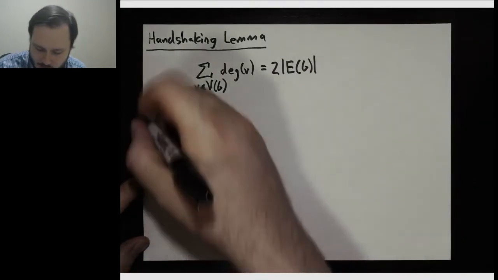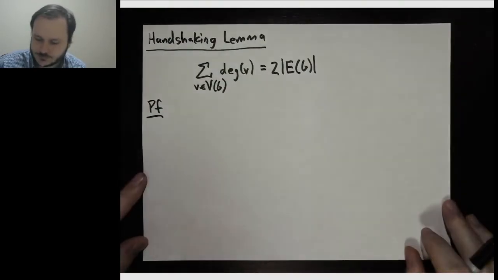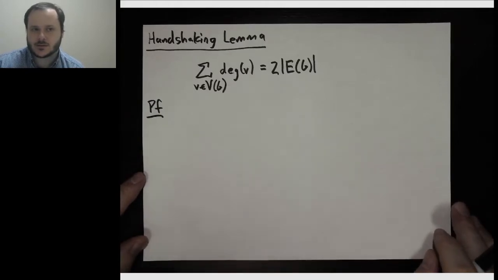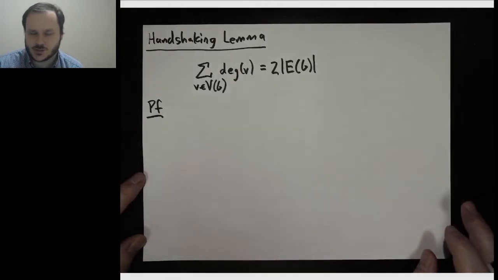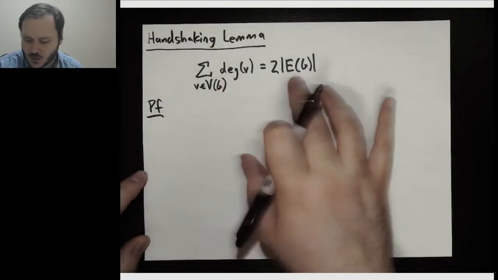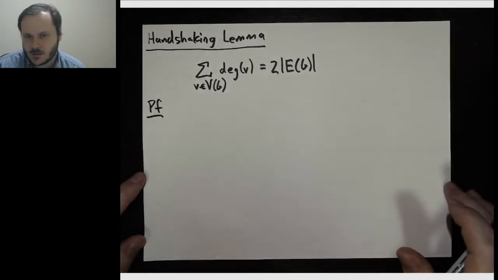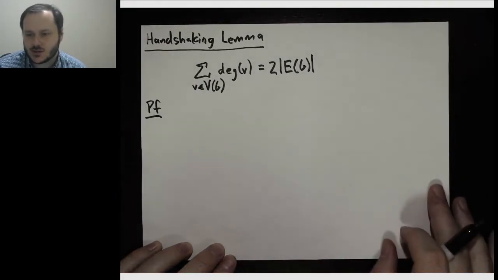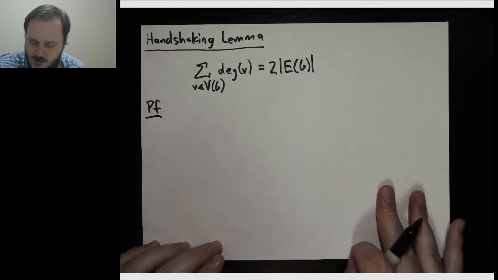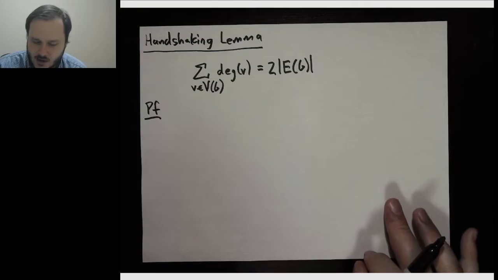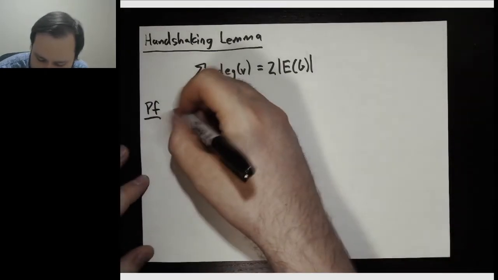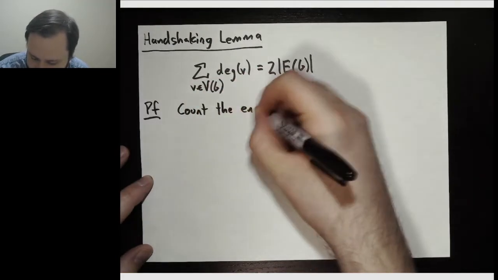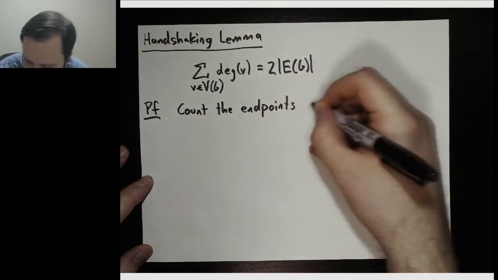Okay. So let's prove that. I'm going to do a combinatorial proof. So I'm going to count something 2 different ways. One way with this side and one way with this side. And the thing that ends up working in this case is I'm going to count the vertices in my graph as they are endpoints. So count the endpoints of my graph.